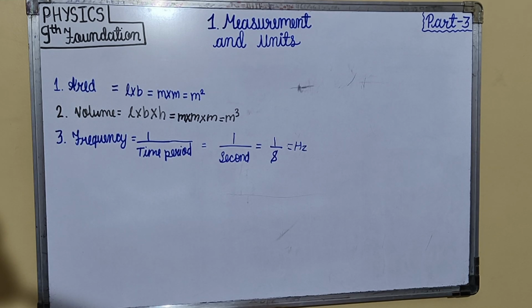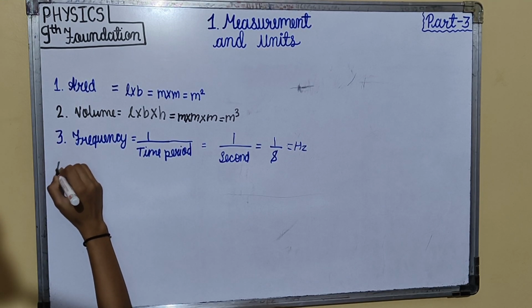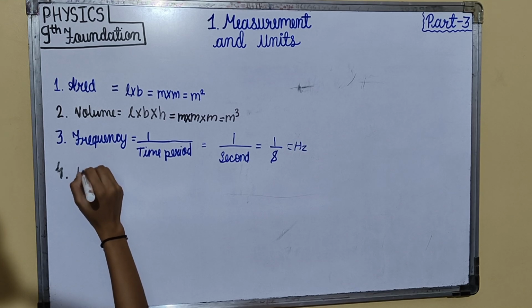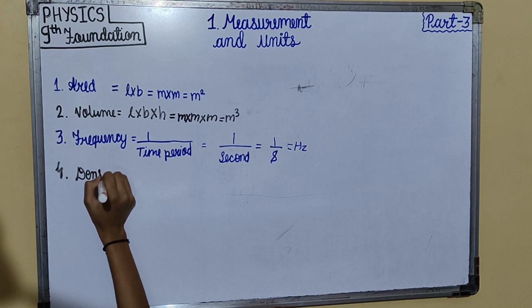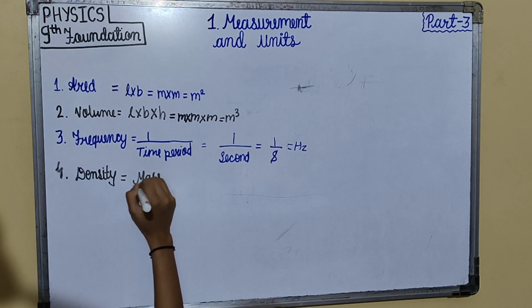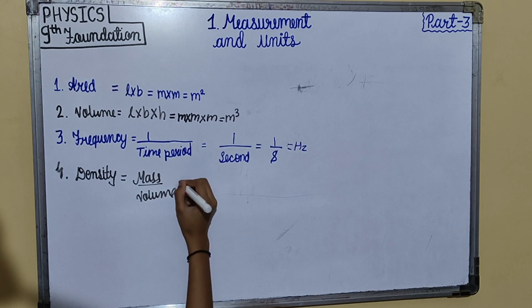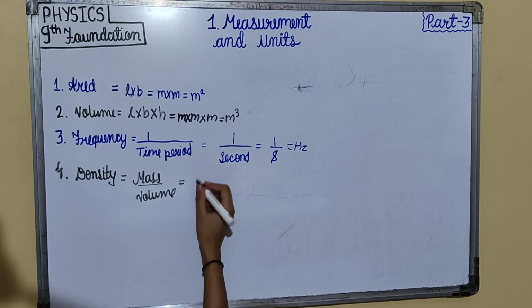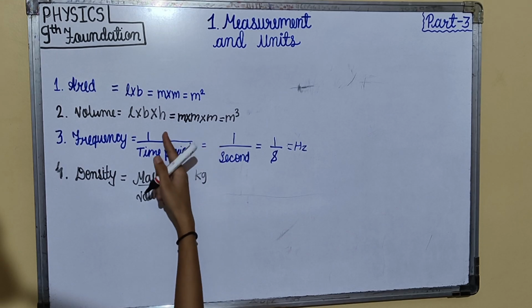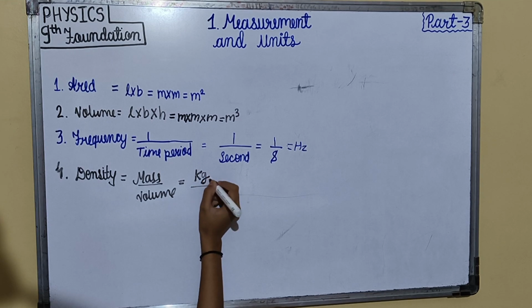Then it is the density. Density is so common and we all know its formula, that is mass upon volume. Density is equal to mass upon volume. That is equal to kg upon meter cube. Volume we know, that is meter cube, and mass we know in SI system it is measured in kg.